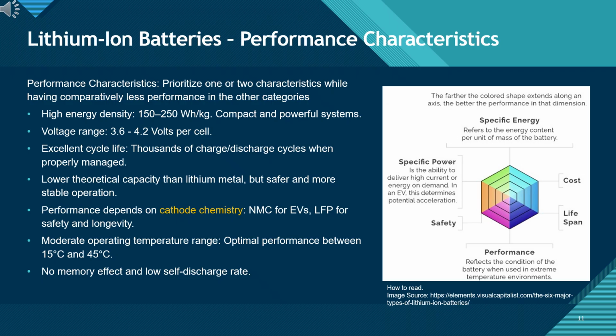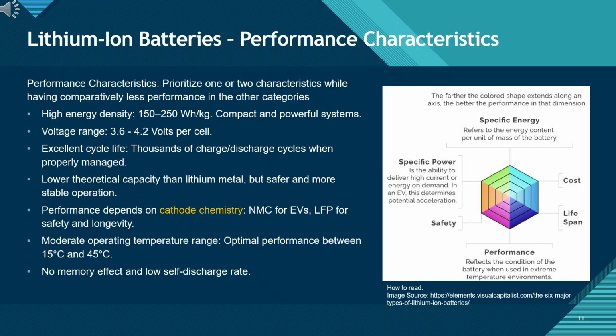Lithium-ion battery, performance characteristics. In this slide, we're looking at how we evaluate the performance of lithium-ion batteries. The chart here shows 6 key characteristics. Each axis represents one property, and the farther out the shape extends, the better the performance in that area. Let's quickly go through these 6 parameters. Specific energy. This shows how much energy the battery can store per unit of weight. Higher values mean longer range for EVs.